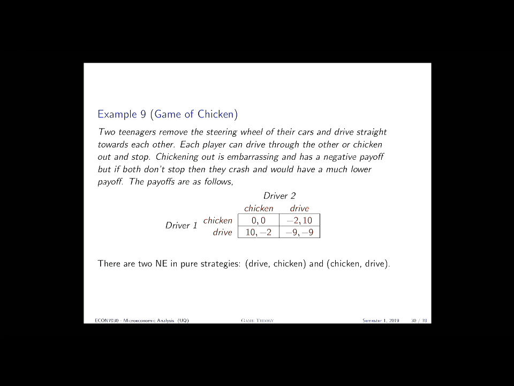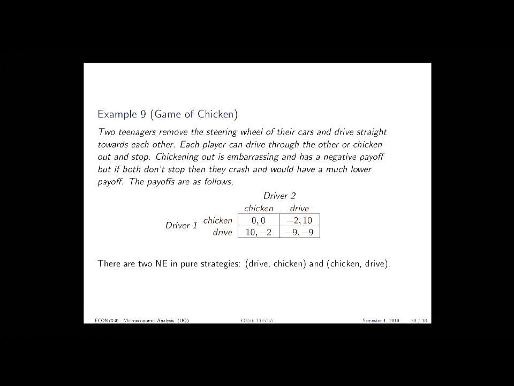Okay? So if they are chickening out and the other player is not chickening out and goes straight, it will be very humiliating in front of their peers, and therefore they don't want to go either left or right or stop once the other player is going straight. If both go straight, then obviously there will be a clash and they will both die, or if they don't, they will become disabled. That is the worst outcome for both players.